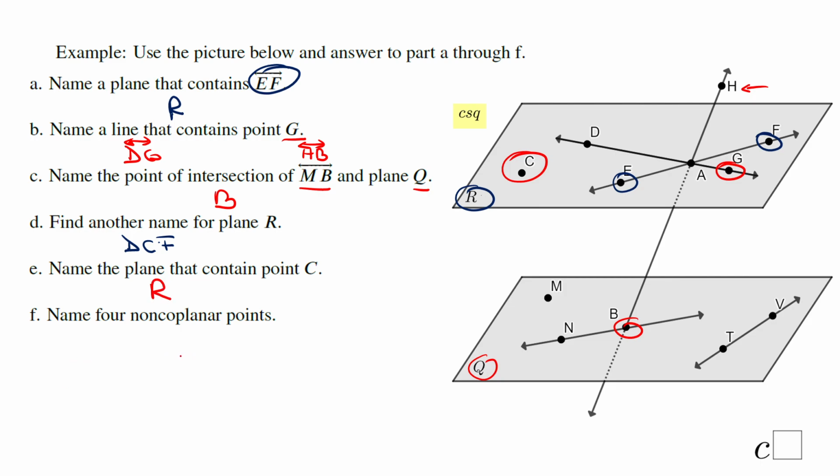Name 4 non-coplanar points. We practice this. So pick 3 coplanar points like A, D, and you can say G, no problem, but let's have 3 non-collinear points, A, D, F, and 1 point that is not on that plane. H should be good. And a bunch of different choices here.